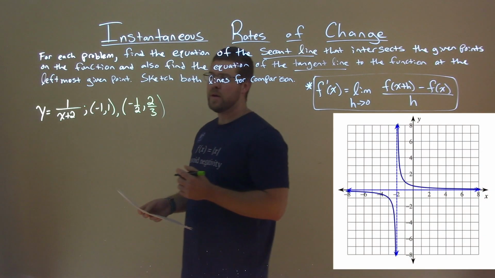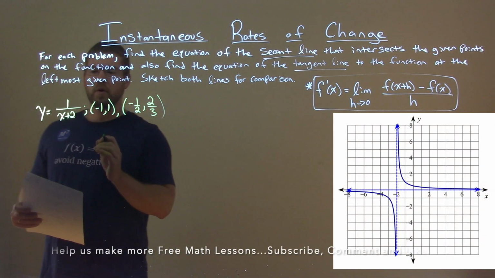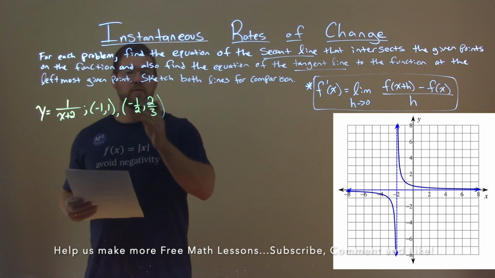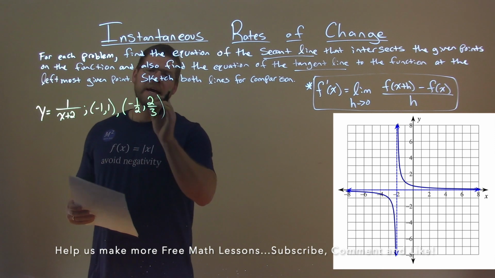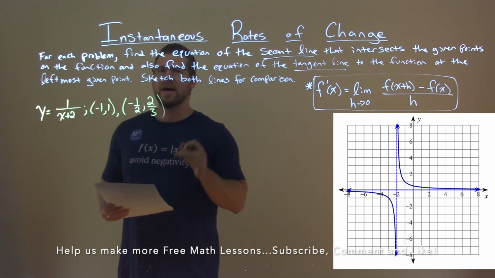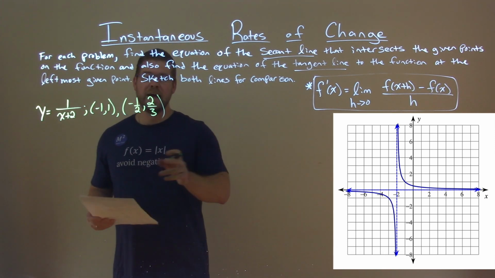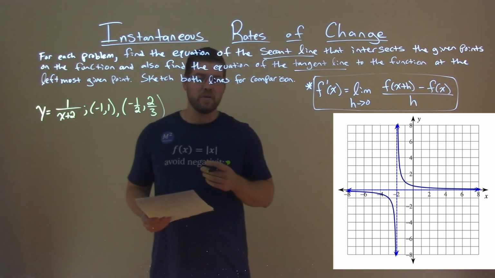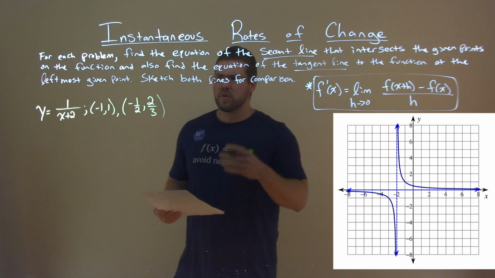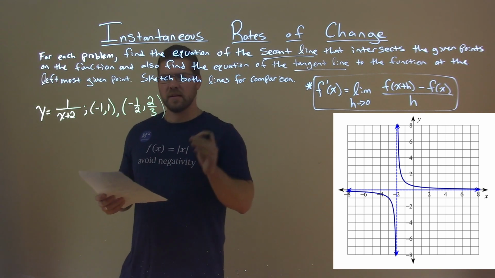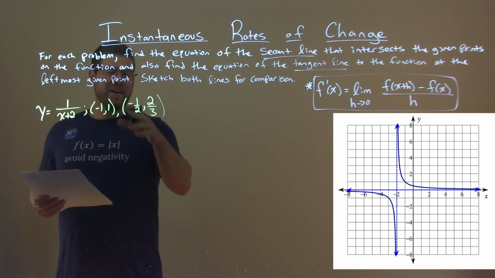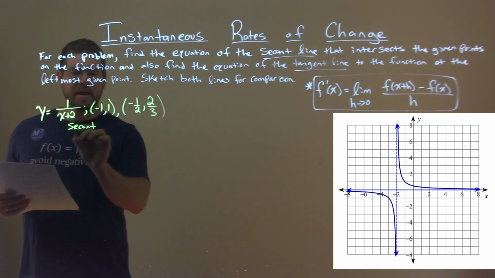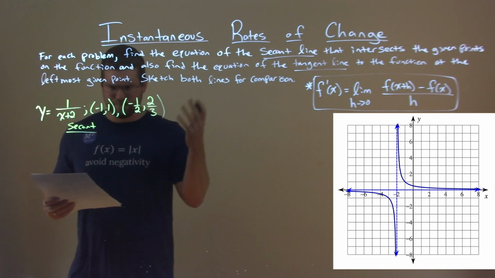We're given this problem right here, y equals 1 over x plus 2, and we want to find the equation of the secant line between the two points (-1, 1) and (-1/2, 2/3), as well as the tangent line at our leftmost point, (-1, 1). We're going to sketch both of these graphs. Well, first let's go find the secant line. We already have the points, so we have to find the slope, right? Basically it's just the line between these two points, because they were given to us.